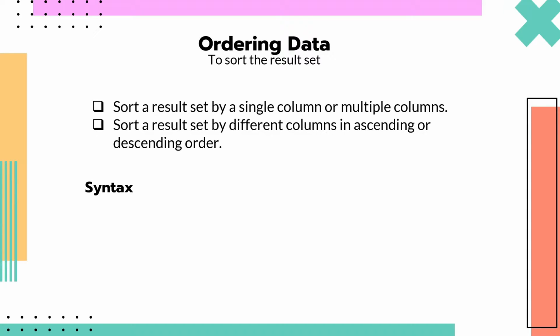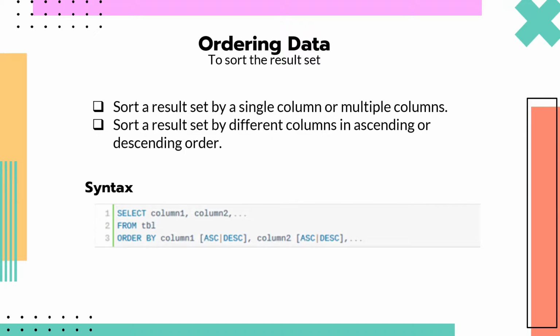This image illustrates the syntax of the order by clause. We use the select clause, then specify the list of columns that we want to show, and then from followed by the table name, and then we add the order by clause followed by the column name to sort the result set depending on that column. And then we specify the ASC or DESC. The ASC stands for ascending and the DESC stands for descending. By default, the order by clause sorts the result set in ascending order if you don't specify ASC or DESC.